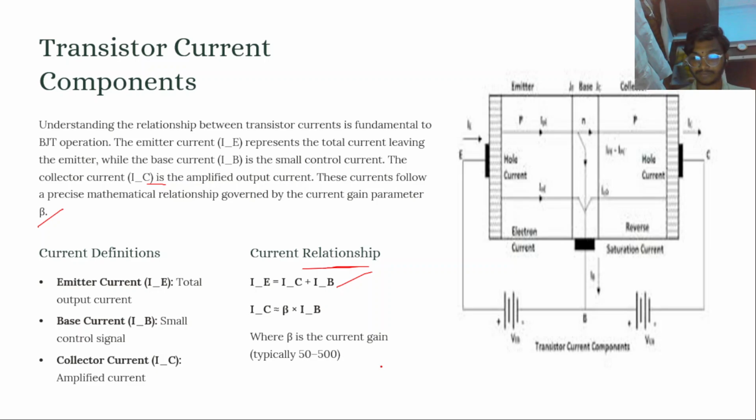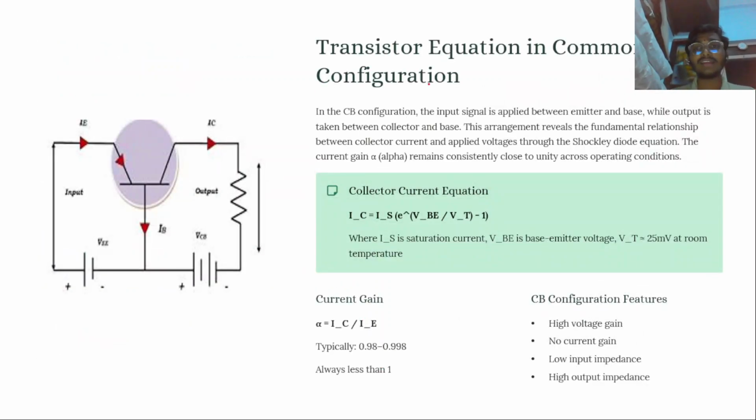Next, transistor equation in common base configuration. As I said, there are three configurations: common base, common emitter and common collector. Now let us learn about the common base configuration. In the common base configuration, the input signal is applied between emitter and base. Emitter and base.